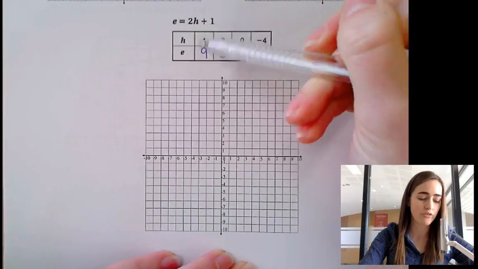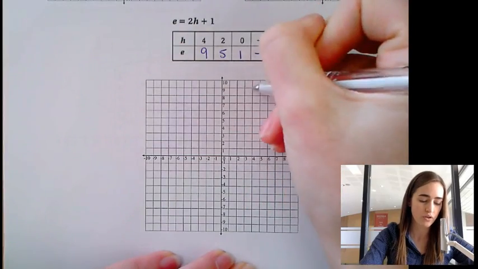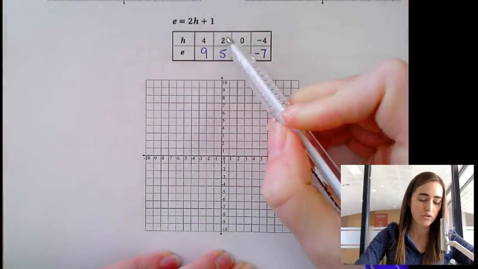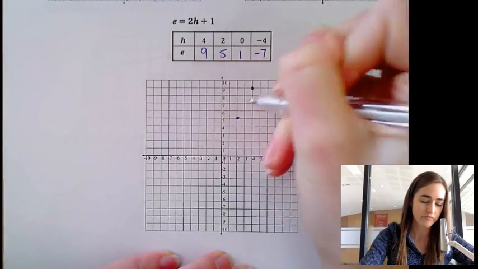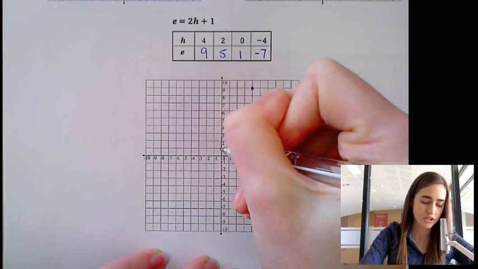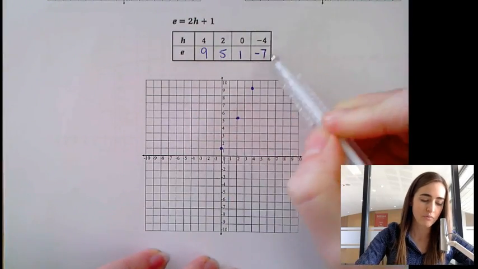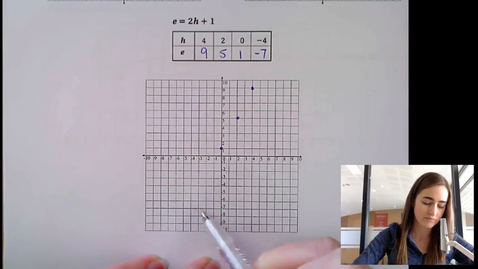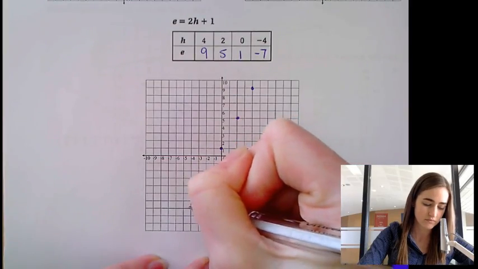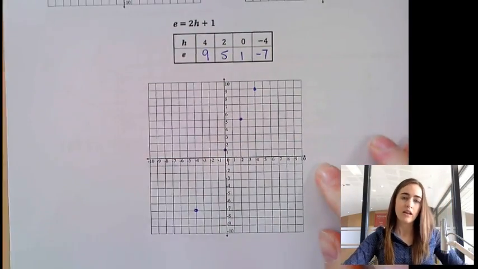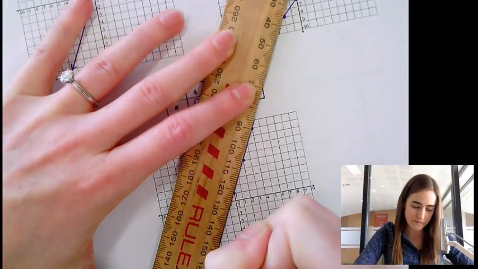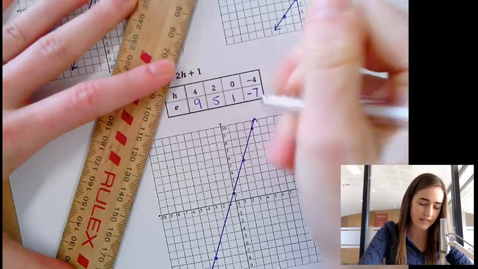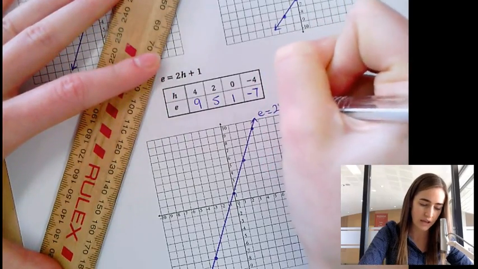So plotting those, we've got 4, 9. We've got 2, 5. 0, 1, which would be just here. And minus 4, minus 7. So just there. And then, as we've been doing, join them up, arrows on either end, and the equation. So e equals 2h plus 1.